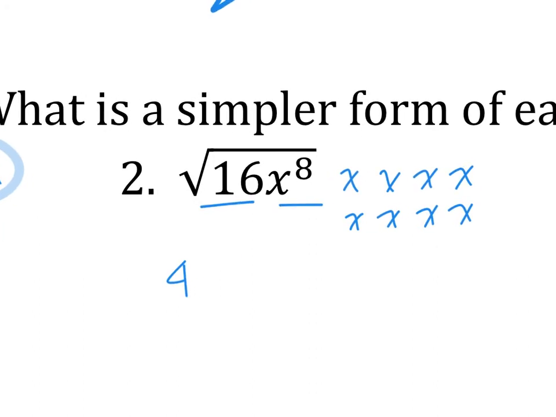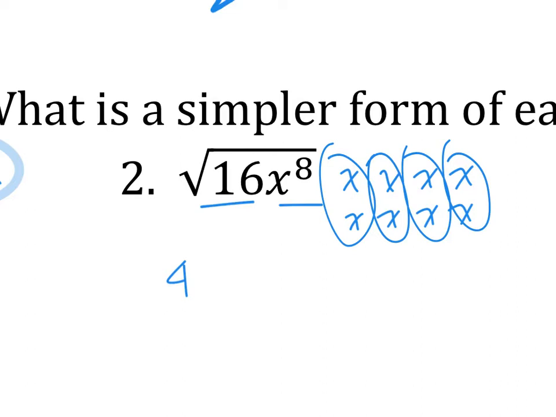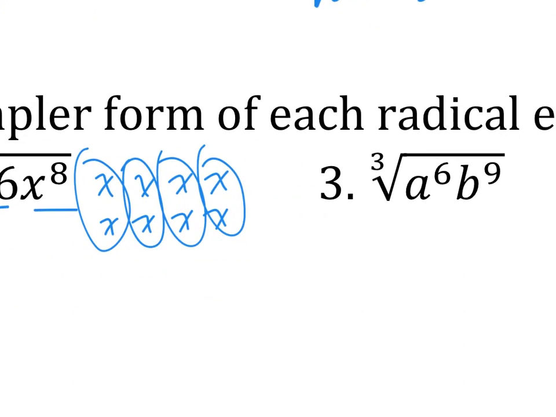All right, 2 of a kind comes out. So 1, 2, 3, 4. 4 of them come out. So it's going to be x to the 4th. So the index tells you how many of a kind you need to have in order for one of them to come out. All right, this one.